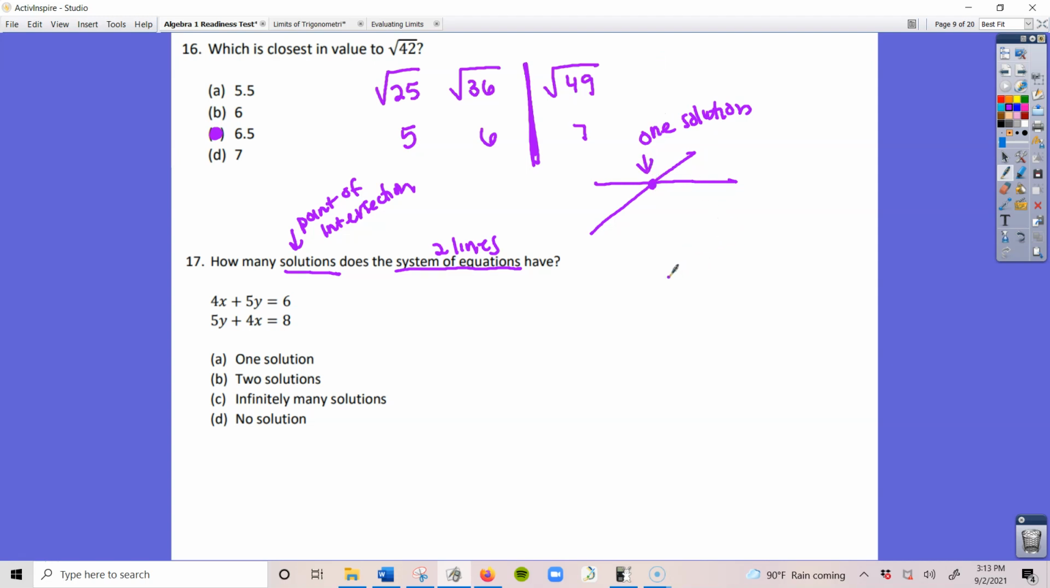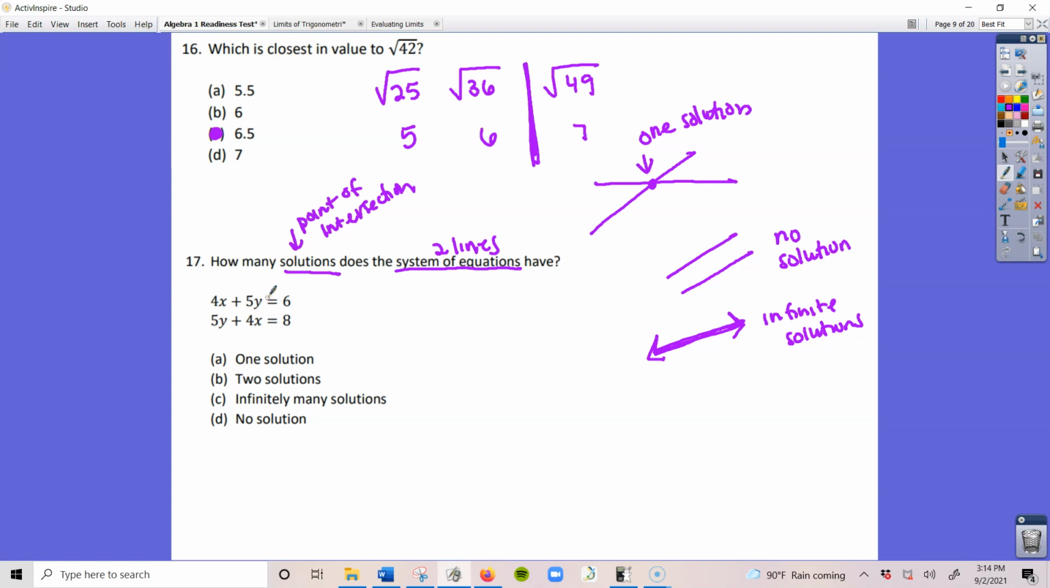Now you can also have parallel lines. Parallel lines never touch, so they would never intersect. So this means no solution. Then there may be a time where you have a line on top of another line. If your two lines land on top of each other, then that means that they are always intersecting. They're always on top of each other. So this would be infinite solutions.